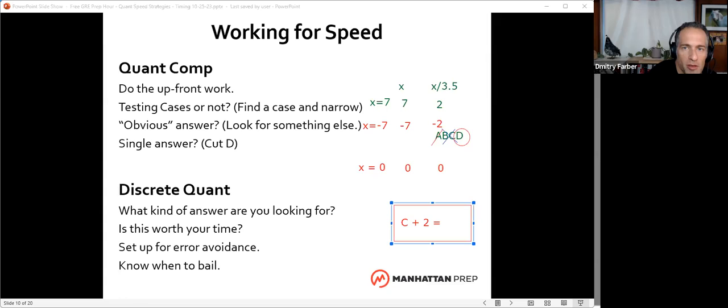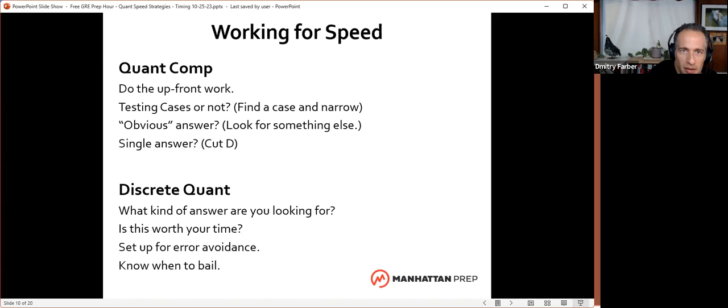So those are some general principles we can look at. So let's try a couple sets. I'll give you a quant comp set and a discrete quant set. Everyone familiar with the answer choices for quantitative comparison? I don't know how new people are to the test.